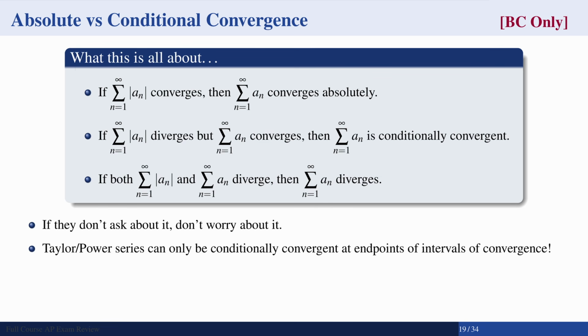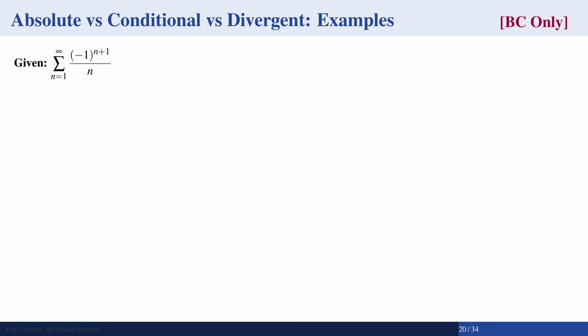Taylor series, power series can only be conditionally convergent at the endpoints of the intervals of convergence. That is often on multiple choice how you distinguish things. Also, maybe they'll tell you the center and they'll tell you that the series is conditionally convergent at a particular x value. They're essentially telling you the radius of convergence at that point because you can only be conditionally convergent at an endpoint. I've done a couple examples here of looking at absolute versus conditional convergence.